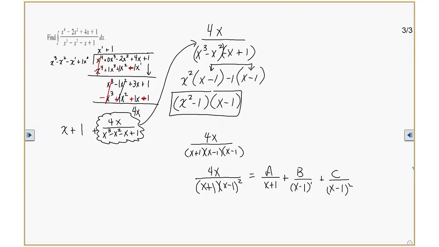Anybody got any questions so far? So 4x is equal to a times x minus 1 is what? Well, what's missing from this guy? The x minus 1 what? Squared. Plus b times, what's missing here? Well, x plus 1 and another x minus 1. Plus c, and what's missing here? Just the x plus 1.